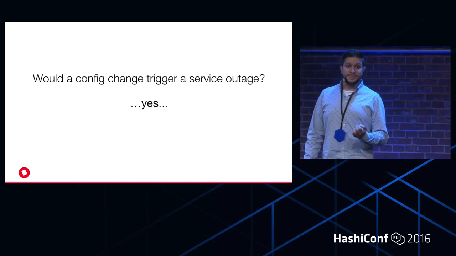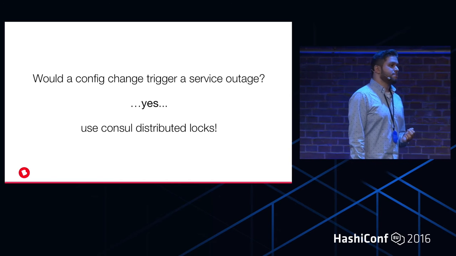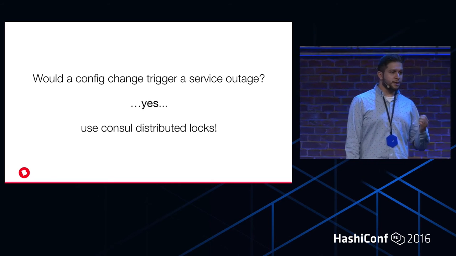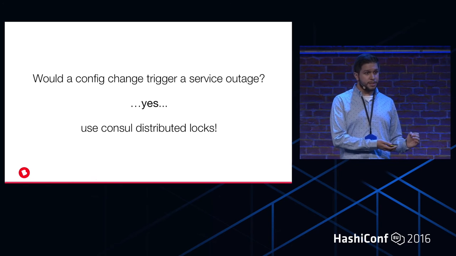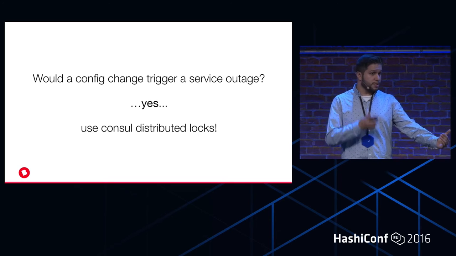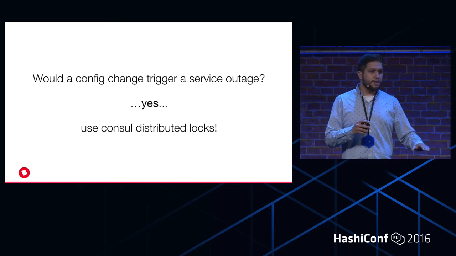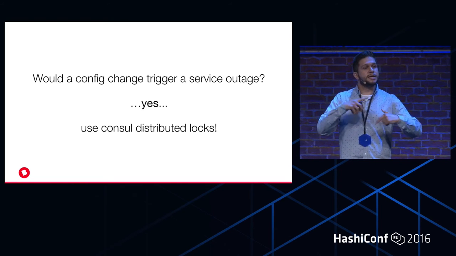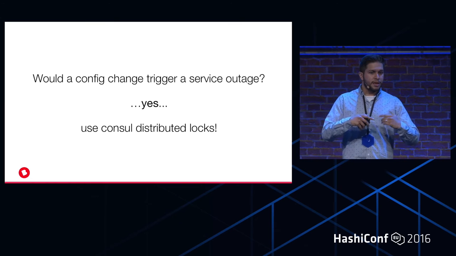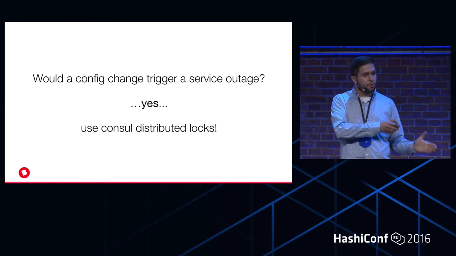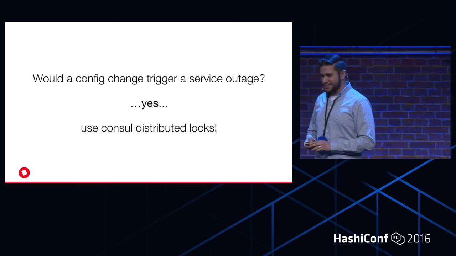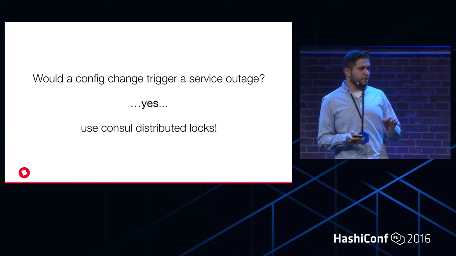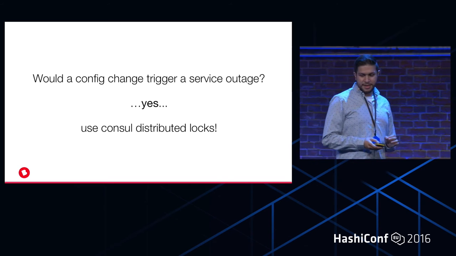So the solution to this is simple. Use the distributed Consul locks. So delegate your service restart to a script that will acquire a lock before it does a restart. And once the restart successfully completes, it releases the lock. And the rest of the agents are essentially eagerly trying to acquire a lock. And once they do, you have a rolling restart effect across the cluster to prevent service outages. It's a simple bug, but it's one that caught us out without us realizing it. And I thought it was worth sharing.